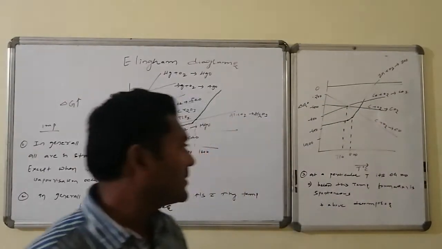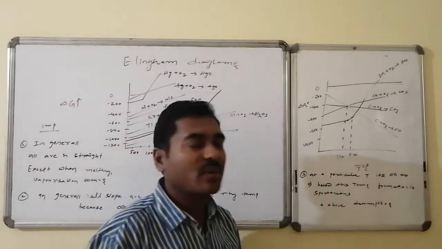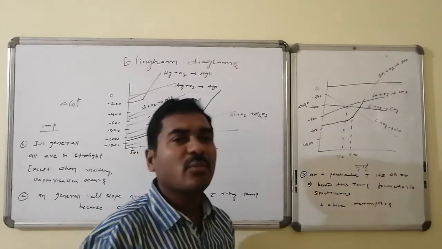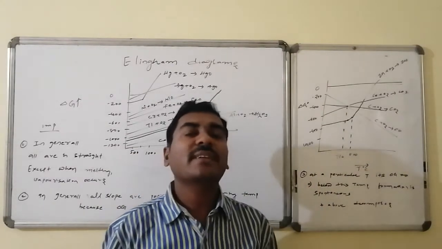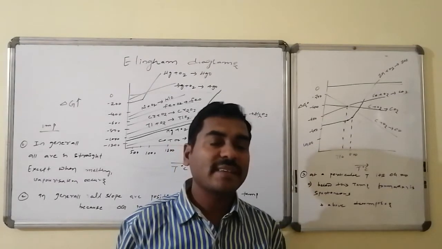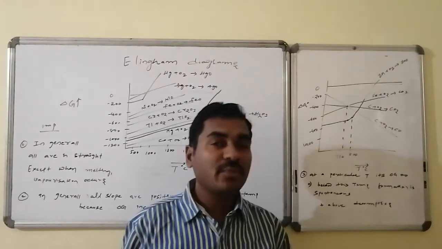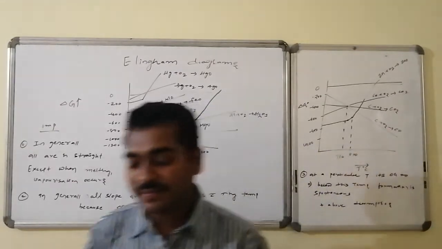The next point is that at a particular temperature, for any metal oxide formation, delta G reaches zero. The meaning is that below that temperature its formation is spontaneous, and above that temperature its formation is non-spontaneous. It implies that whatever metal oxide is formed undergoes decomposition and gives the resultant metal and oxygen.